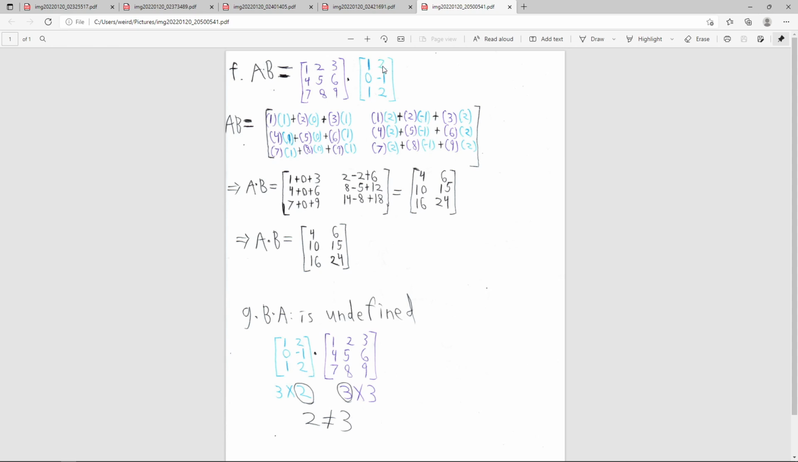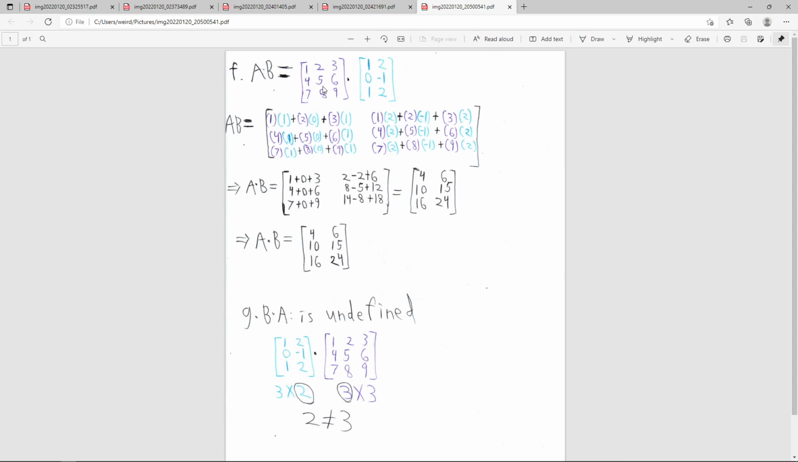1 times 2, that's row 1, column 2. Plus 2 times negative 1, row 1, column 2 again. Then one more, 3 times 2, and it continues so on. So we have entry c11 and c12, and you have your first row done. You can do this because it's a 3 by 3 and a 3 by 2.